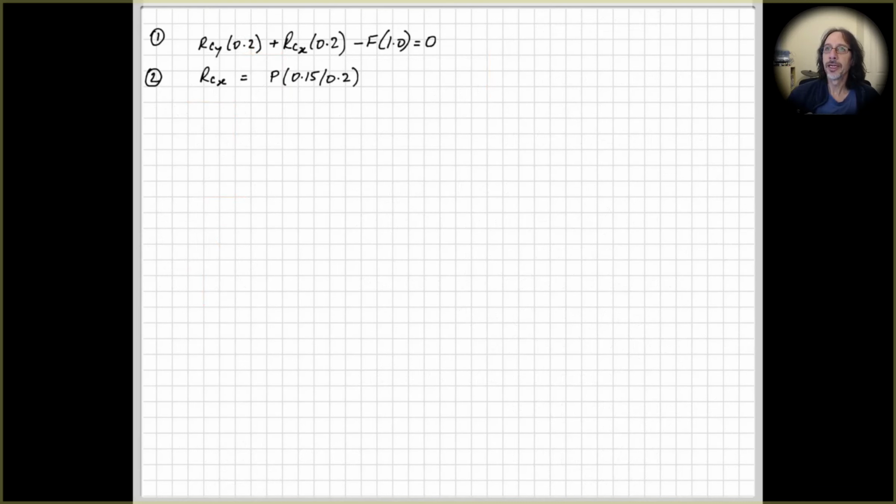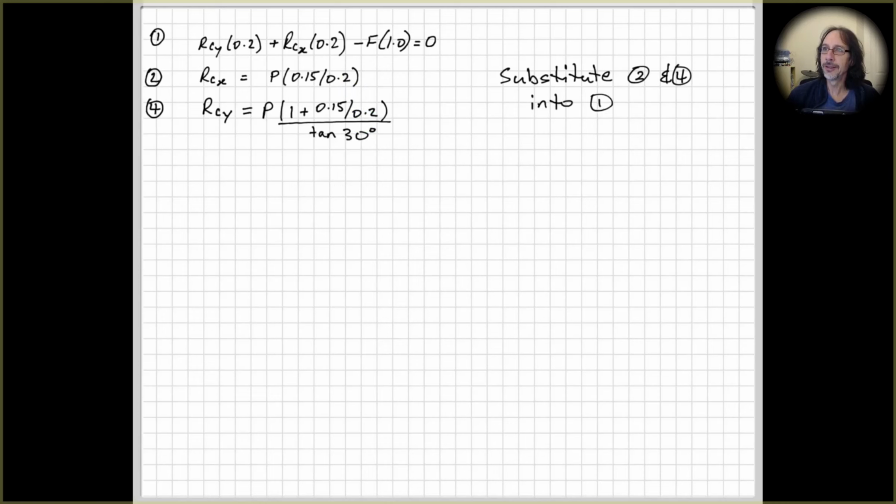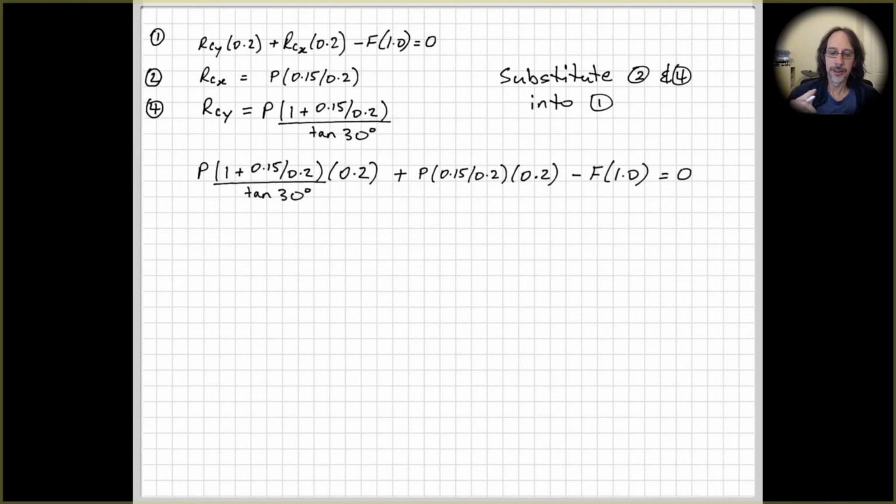Just repeating that over there, RCX equals P outside of 0.15 over 0.2, and RCY equals this. So this is just repeated on my next page. Substitute all of that into 1, and we get that. So now you can see the final equation that I need to solve for P. Rearrange all that, and I get P equals 198.